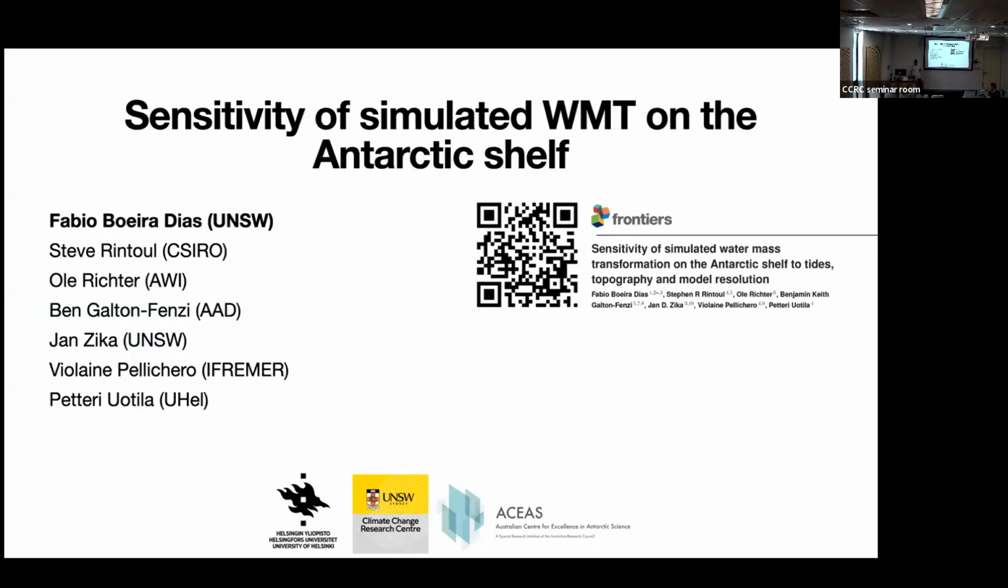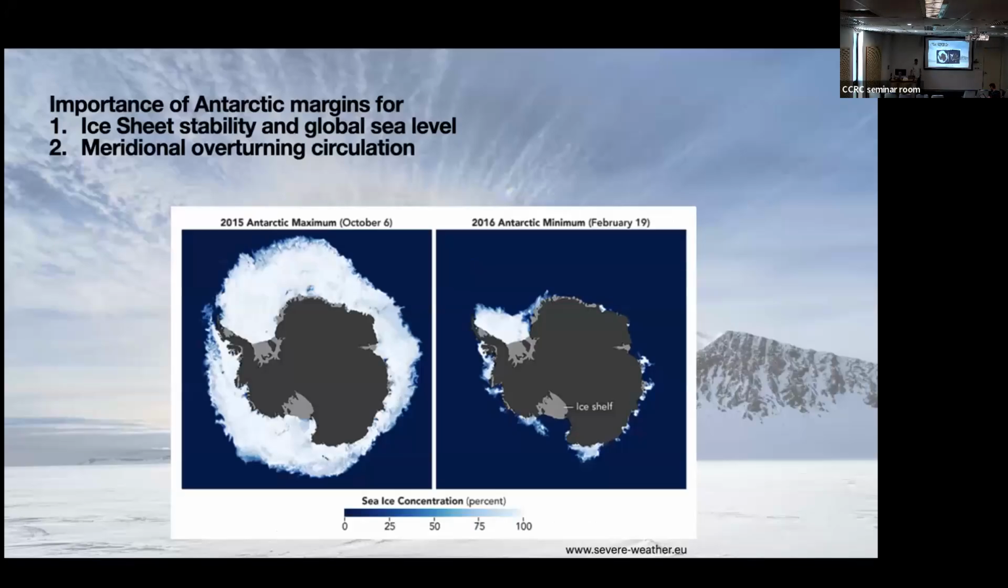So this paper is already published. It was published early this year, so it's available to download if you wish. First of all, why do we care about the Antarctic margins? Mostly because of two reasons. One of them is the ice sheet stability and its huge potential to affect the global sea level. And the second factor is the global meridional overturning circulation.